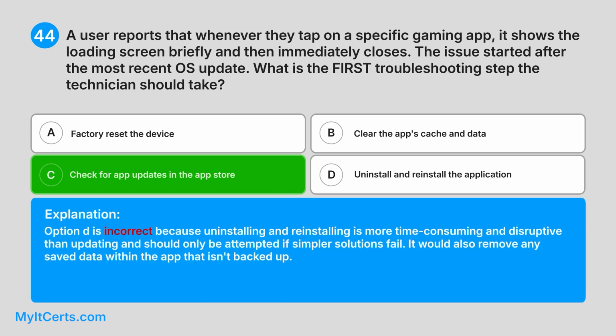Option D, uninstall and reinstall the application, is incorrect because uninstalling and reinstalling is more time-consuming and disruptive than updating, and should only be attempted if simpler solutions fail. It would also remove any saved data within the app that isn't backed up.